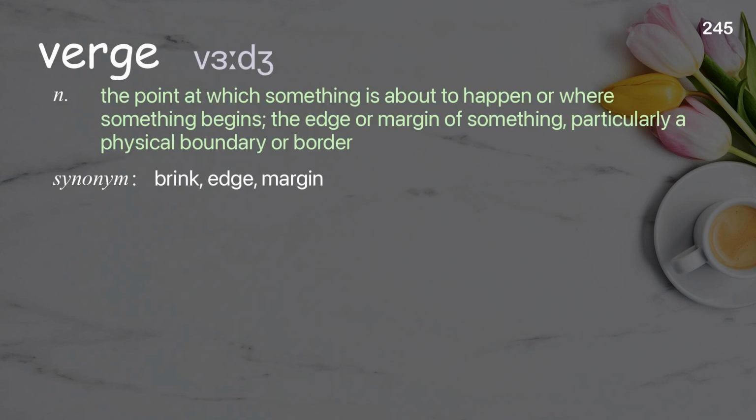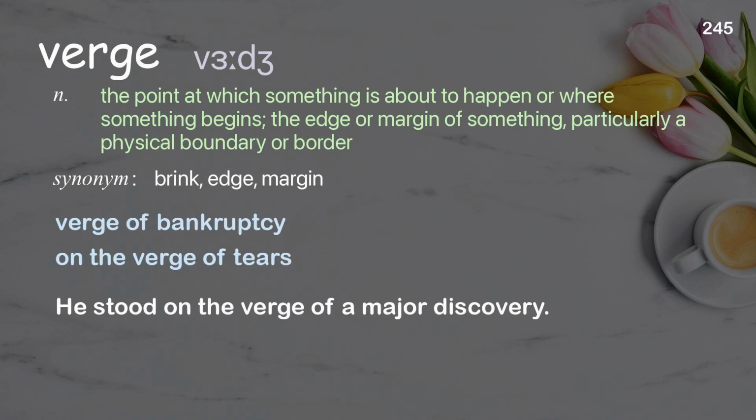Verge. The point at which something is about to happen or where something begins, the edge or margin of something, particularly a physical boundary or border. Examples: verge of bankruptcy, on the verge of tears. He stood on the verge of a major discovery.